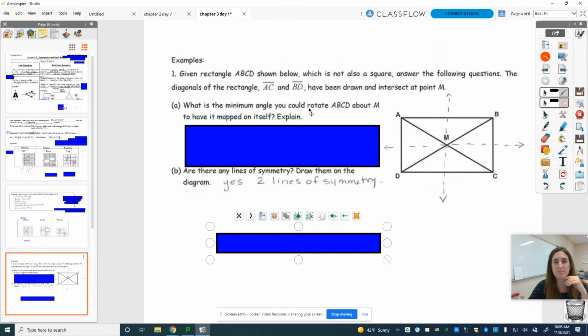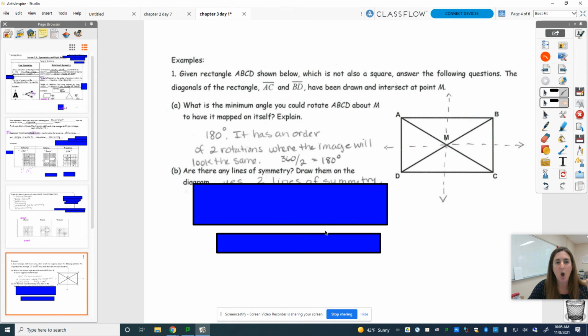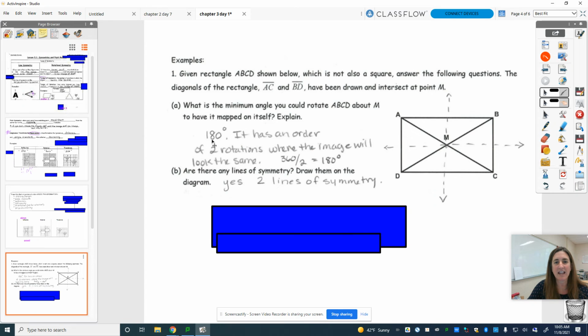This question says, what's the minimum angle you could rotate it around that center point M and have it map onto itself? 180. It has an order of two rotations where it will look the same. So you take your 360, remember from our little formula, divide it by 2, and it gives you 180. That was fun.